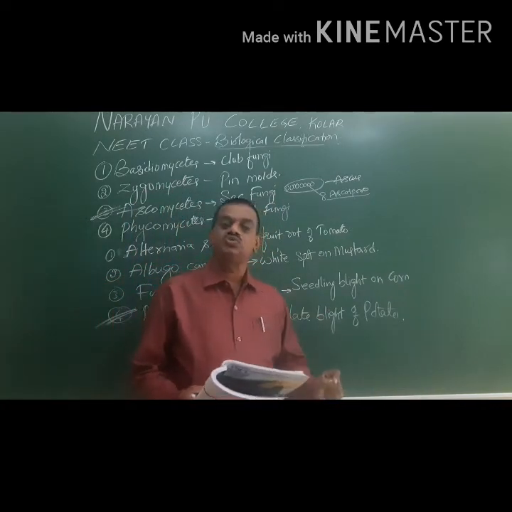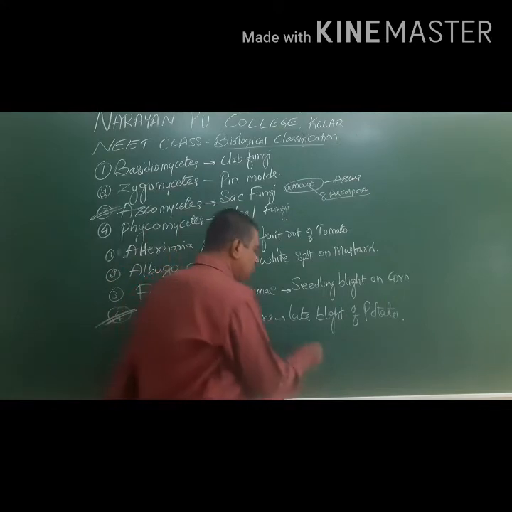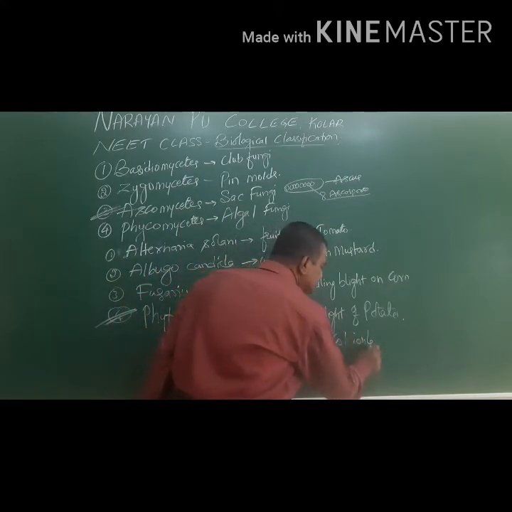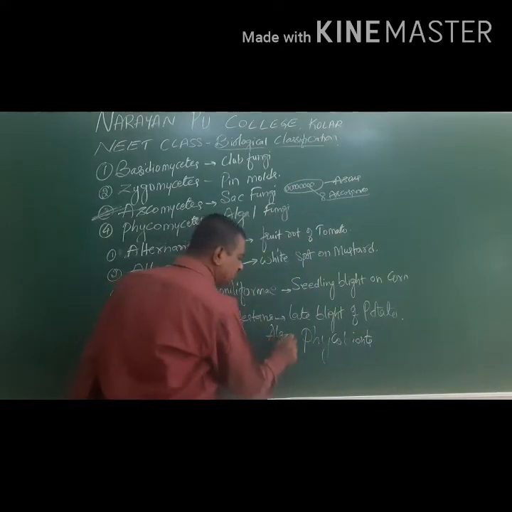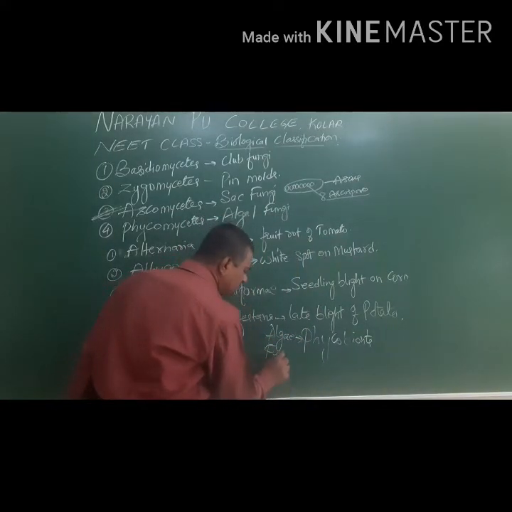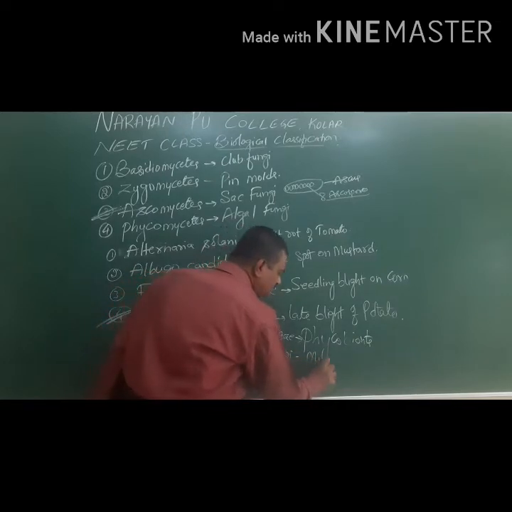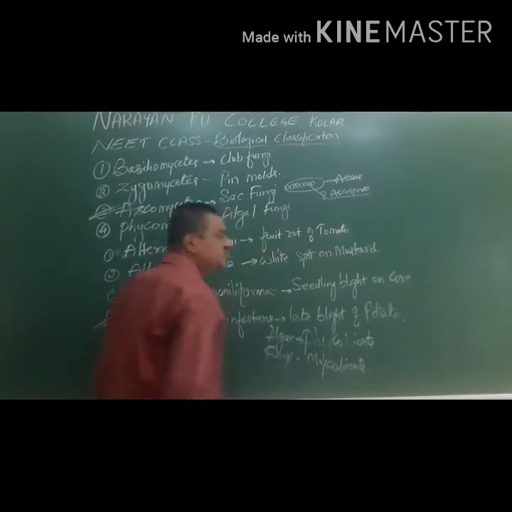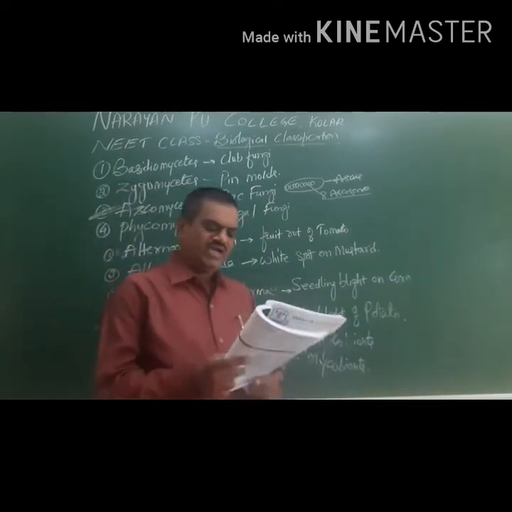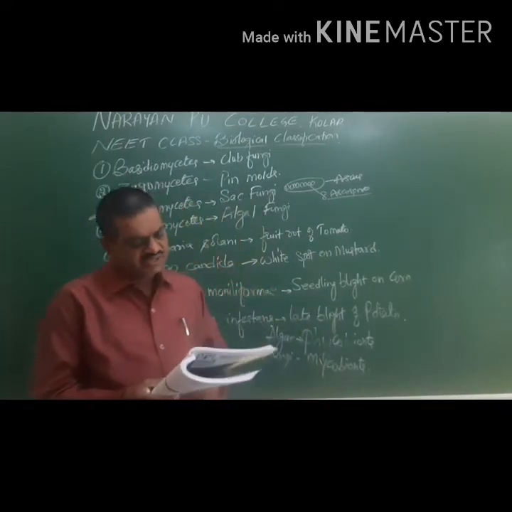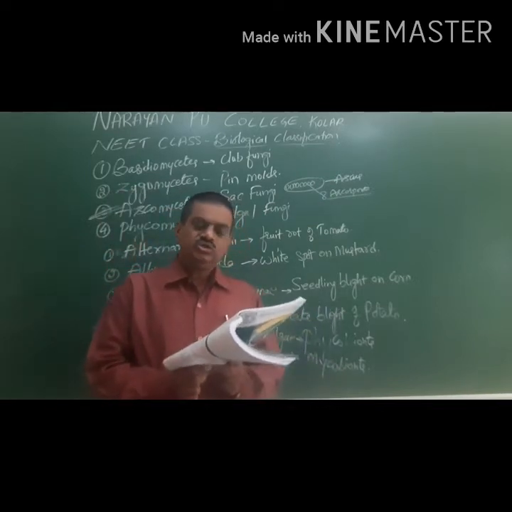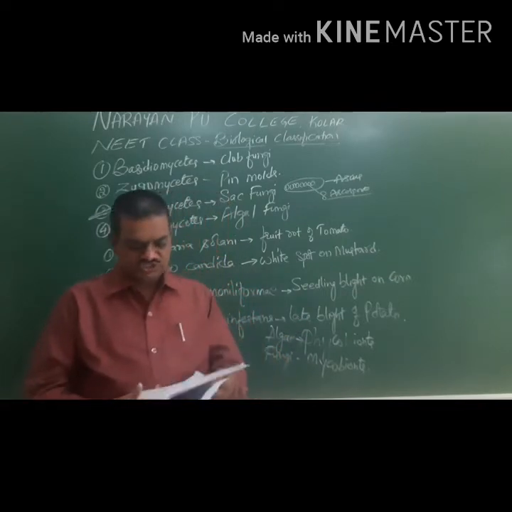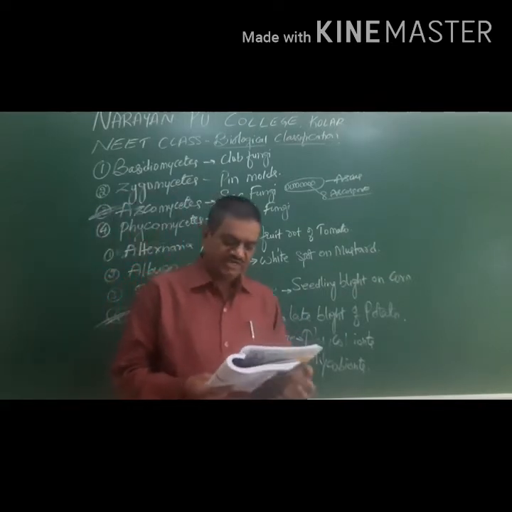The algal association is always called phycobionts. Whereas the fungal association is called mycobionts. So here algae and fungi are associated in the lichens. The third option, two algae. The fourth option, two fungi. These are not the answers. So the second option is right.